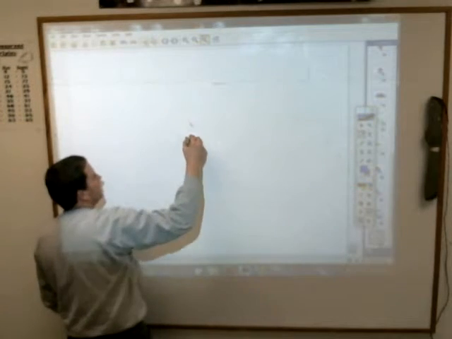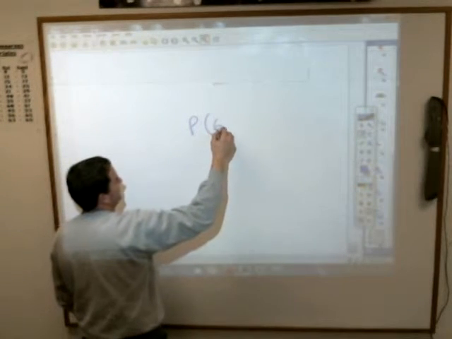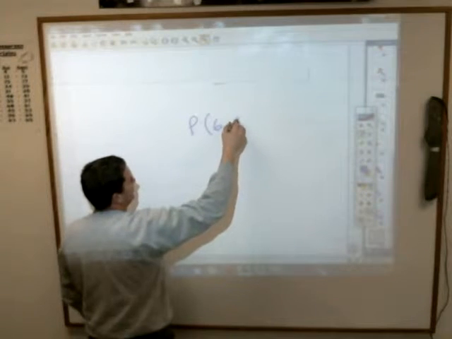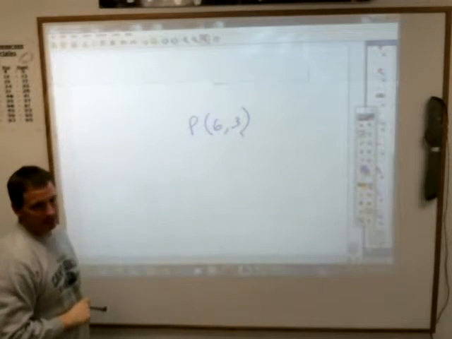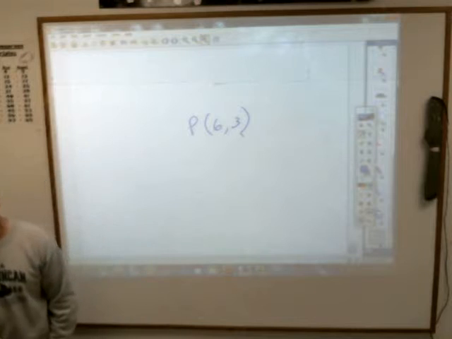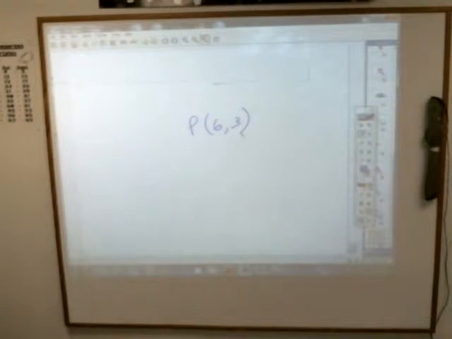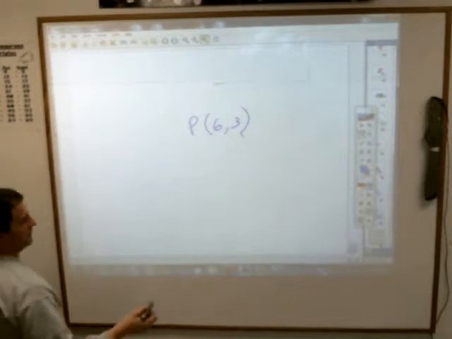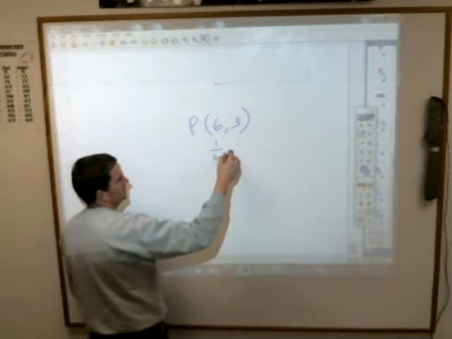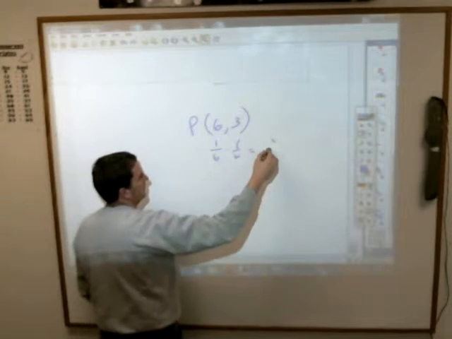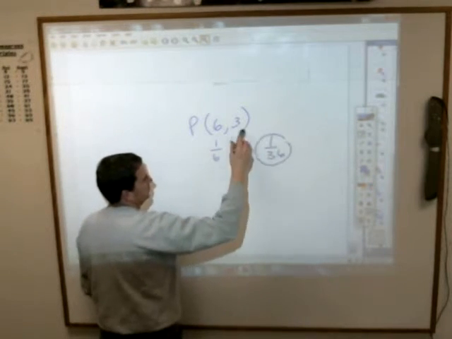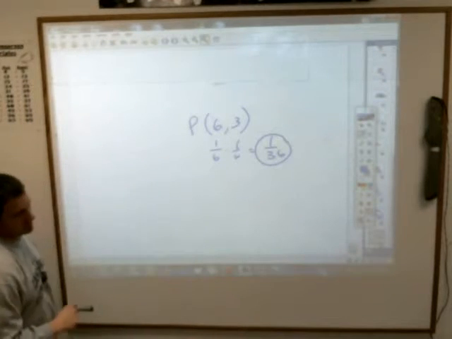If I asked you the probability of rolling a 6 and then a 3 on a die, is that independent or dependent? It's independent, because whatever you roll the first time has no bearing on what happens when you roll the second time. So this would be a 1 out of 6 chance times a 1 out of 6 chance. 1 in 36 times you're going to roll a 6 and then a 3.